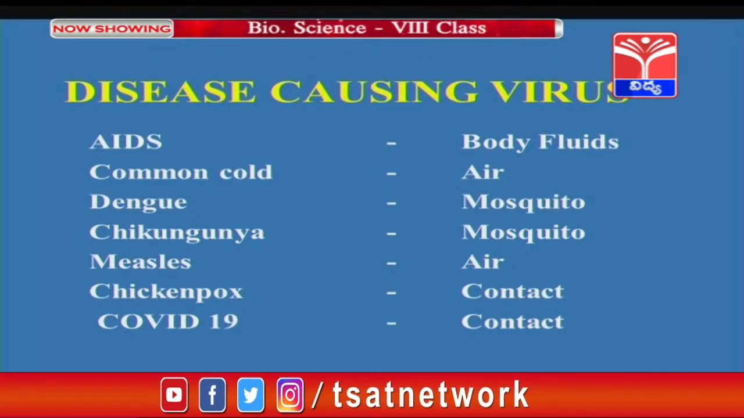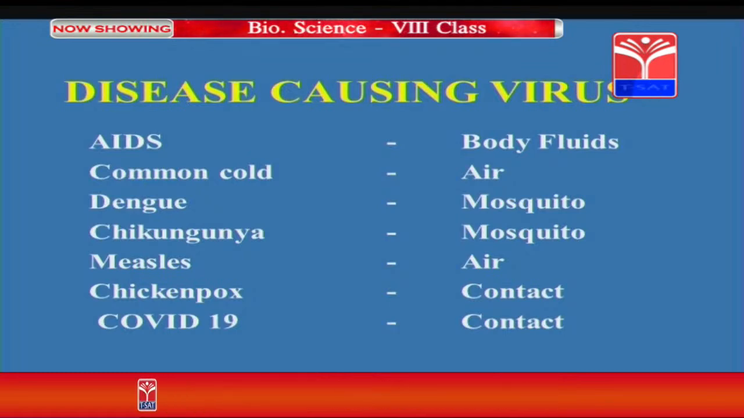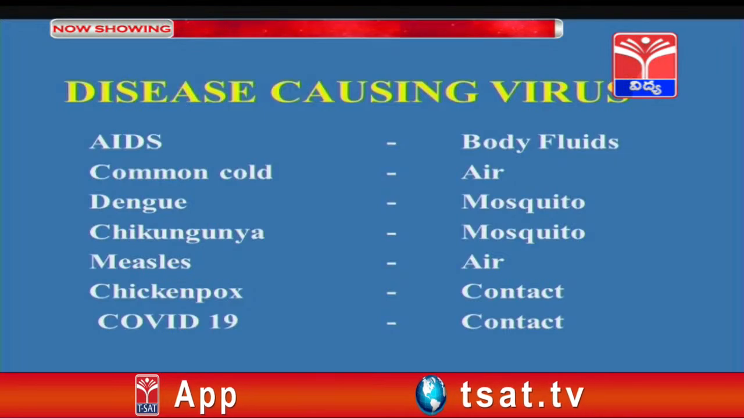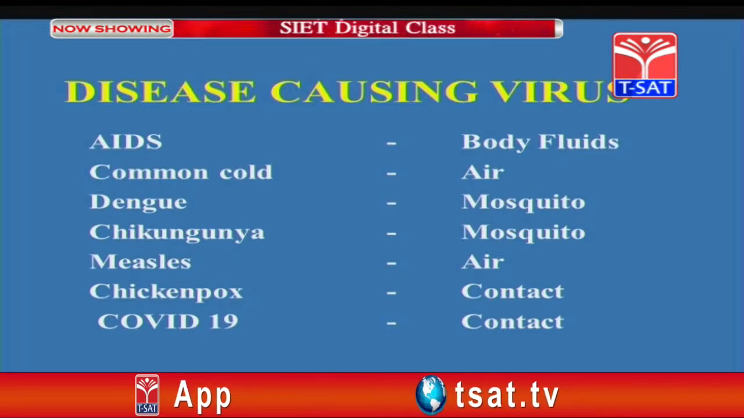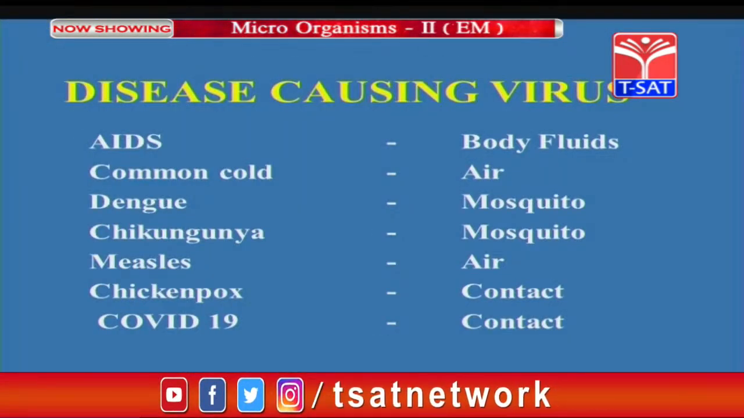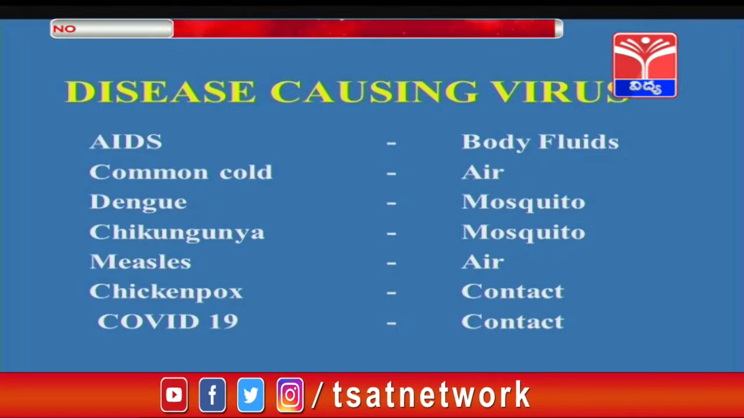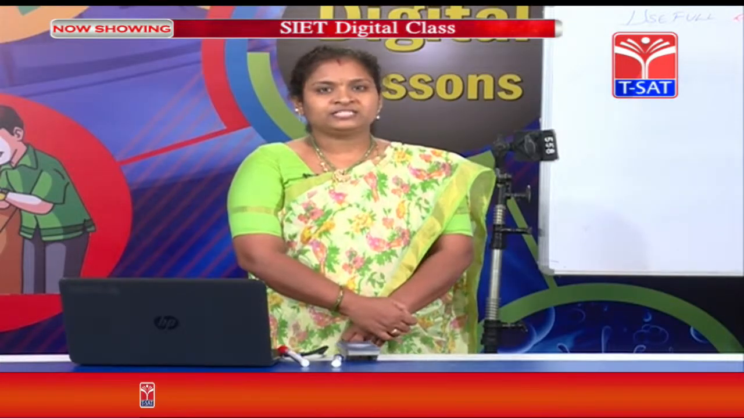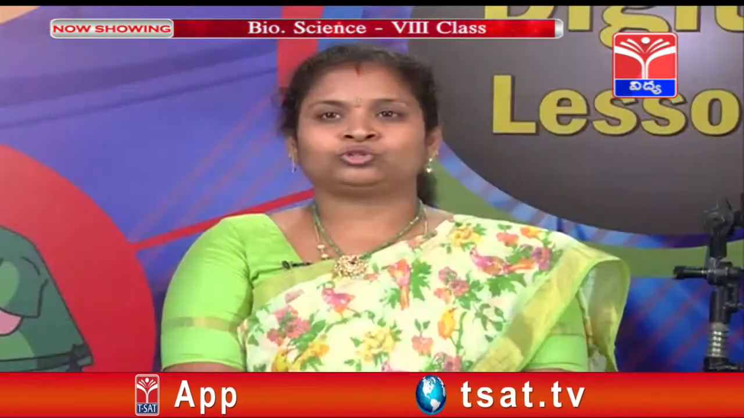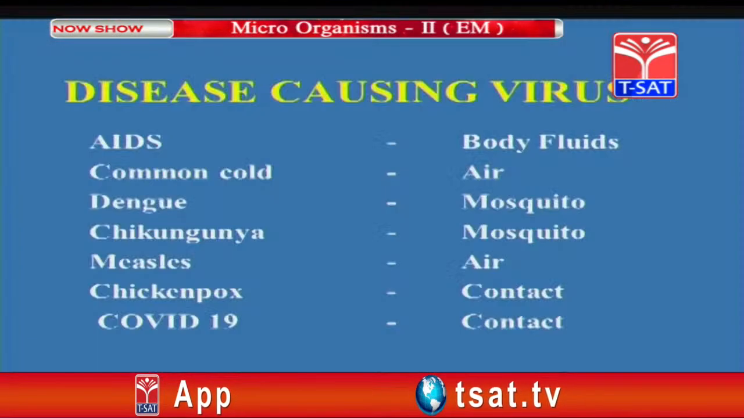When this mosquito bites a patient and again bites a healthy person, the disease-causing virus enters the healthy person. So, the mosquito is acting as a carrier. It is also called a vector. Female Aedes mosquito causes dengue. Now, chikungunya is also a disease caused by virus. It also spreads through a vector called mosquito.